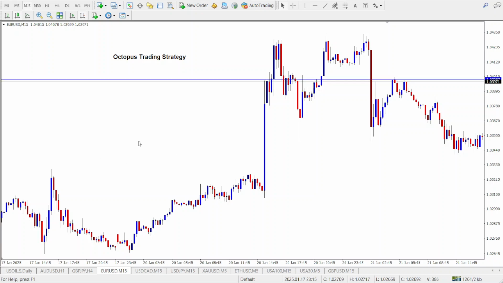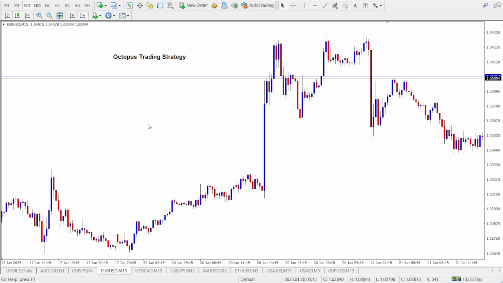Now, the Octopus Trading Strategy is a unique approach that uses multiple layers of analysis, blending indicators, price action, and adaptive risk management. You can think of it as an octopus with its tentacles, so you get the idea behind the name. Each component works together to give you a complete picture, helping you to make better decisions in your trades.